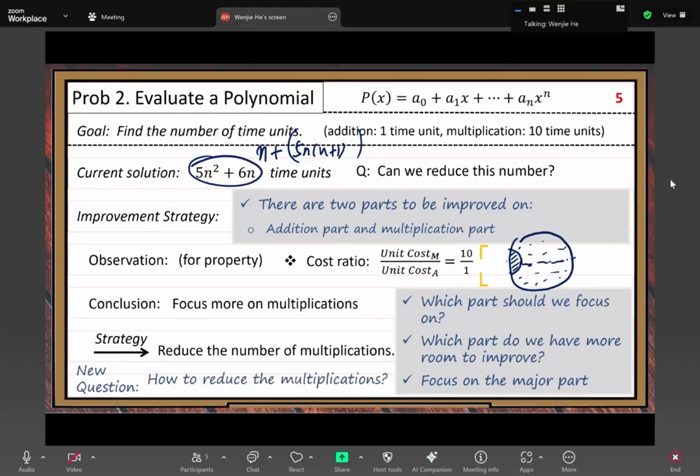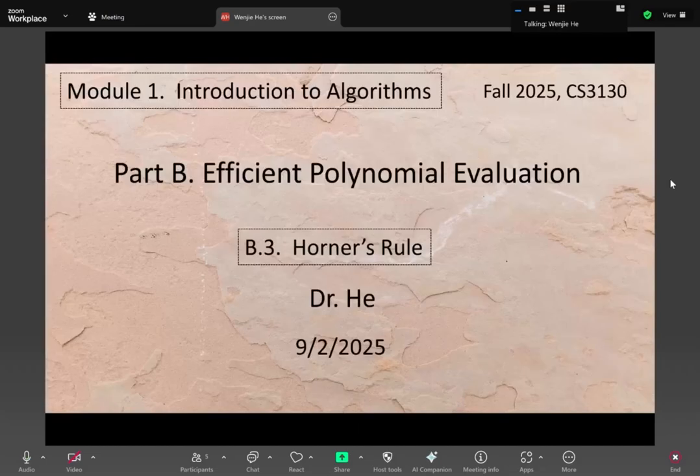New question: how to reduce the multiplications? Also pretty challenging. Now we know our current objective clearly, but it is still very challenging. So we need to do a lot of work in problem solving. So let's go to B.3, Horner's rule.